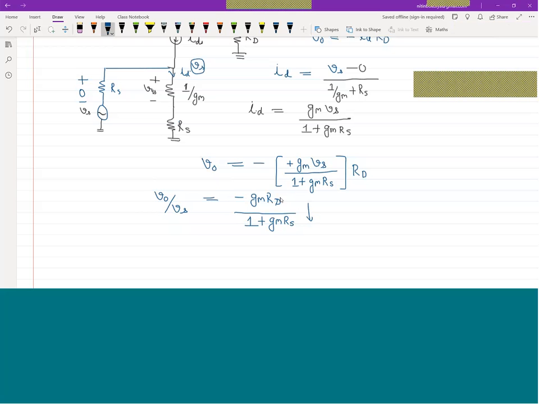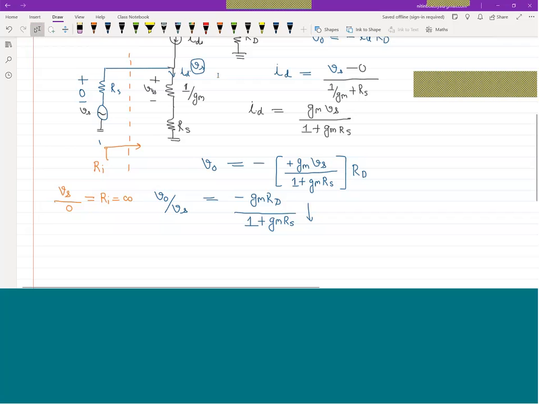Now we are interested in the input resistance of this. What is the input resistance? You can say the input resistance is this, Ri. The applied voltage is Vs, and this Vs is drawing 0 current. So you can say Ri is equivalent to infinite.